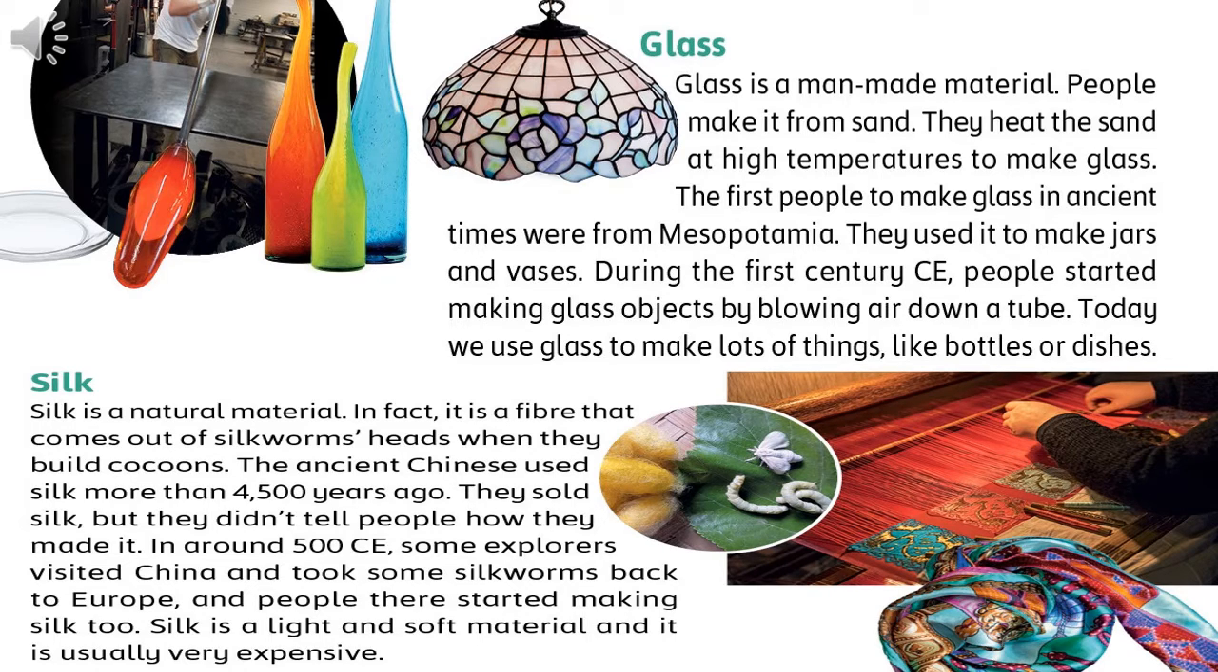Silk. Silk is a natural material. In fact, it is a fibre that comes out of silkworms' heads when they build cocoons. The ancient Chinese used silk more than 4,500 years ago. They sold silk, but they didn't tell people how they made it. In around 500 CE, some explorers visited China and took some silkworms back to Europe, and people there started making silk too. Silk is a light and soft material, and it is usually very expensive.